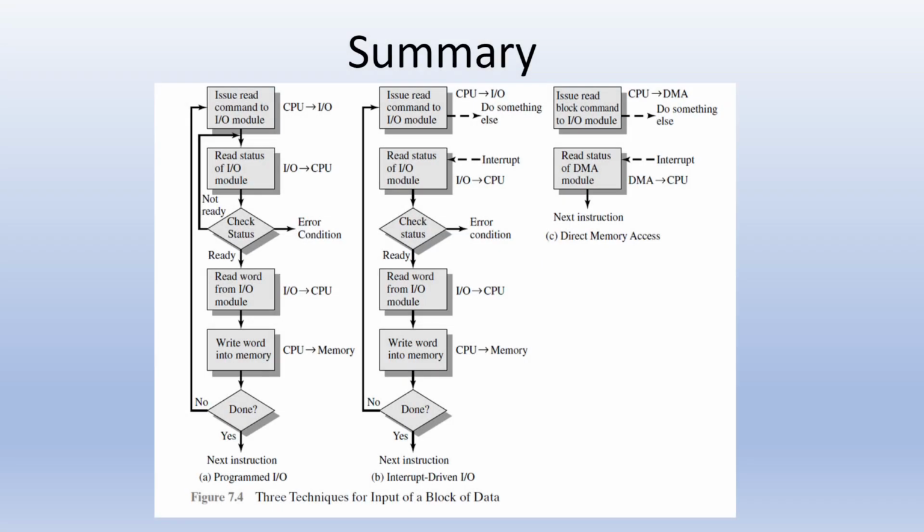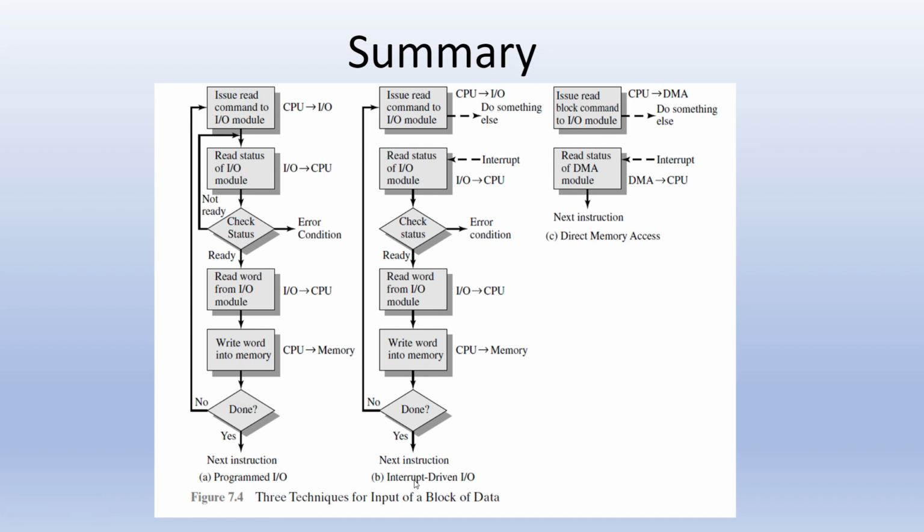Hi, I am Aditya, and now we will just summarize what you have learned up till now. So first, let's summarize the programmed I/O. In programmed I/O, the issue command is given by the CPU to the I/O module. It will check the I/O module status, then it will read the word directly from the I/O module and write it into the memory. And when the process is done, it will move to the next instruction.